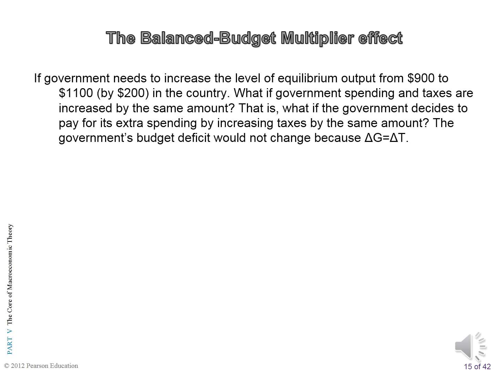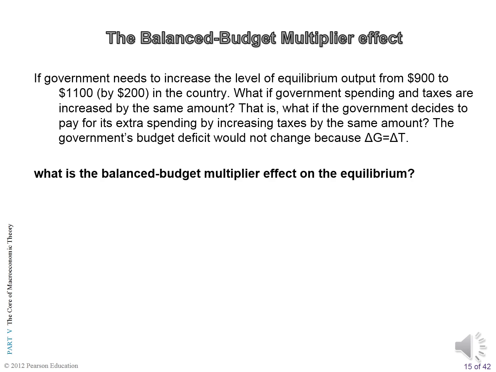Balanced budget multiplier effect. If government needs to increase the level of equilibrium output from $900 to $1,100، يعني برضو ب200، عايزة تزود الانكم ب200. What if government spending and taxes are increased by the same amount? This is what if the government decides to pay for its extra spending by increasing taxes by the same amount. The government budget deficit would not change because delta G equals delta T. What is the balanced budget multiplier effect on the equilibrium?